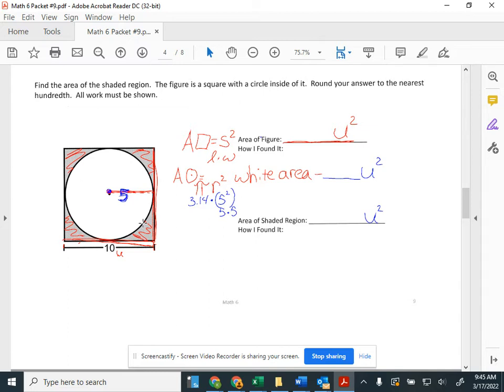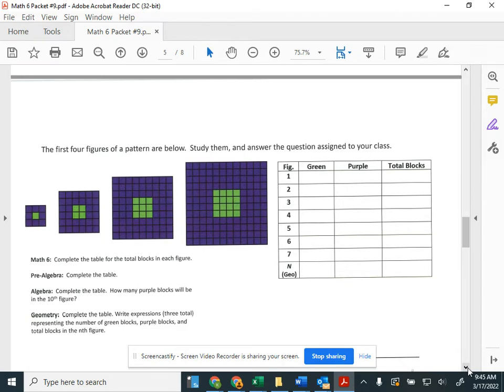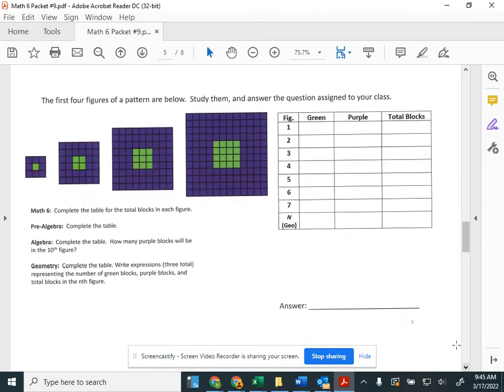Okay, the next one that I have. Remember the packet that I gave you, that first page you got was all black. So I stapled the color one at the very back. So turn to the very back. Turn to the colored page at the back.